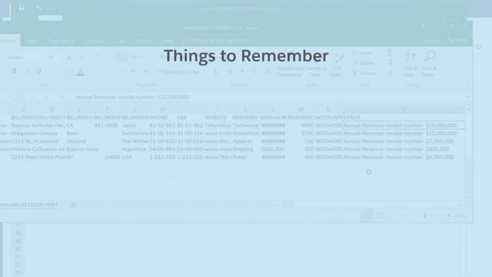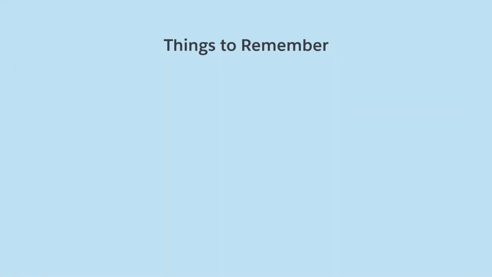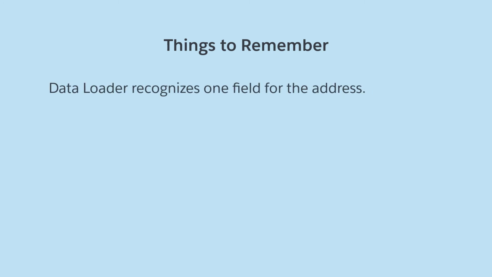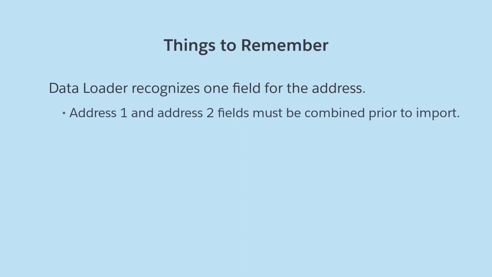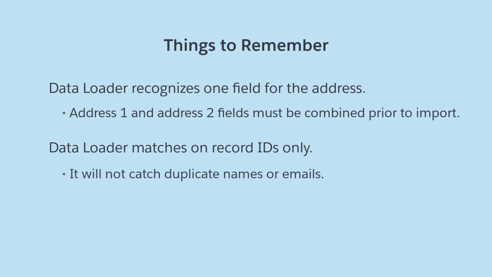There are a few things to remember about the Data Loader. The Data Loader recognizes only one field for the street address. So if your import data has address 1 and address 2 fields, these must be combined before you begin your import. Data Loader matches on record IDs only. So if you are upserting, that is to say, if you have new records and updates to existing records, you must have the record ID for the existing records, so Salesforce can match the updated information to the right record.